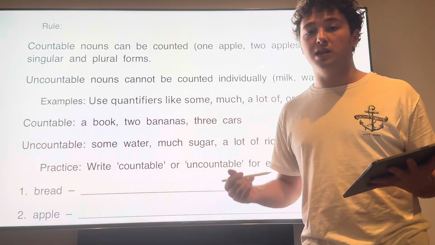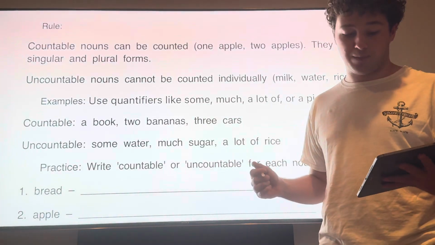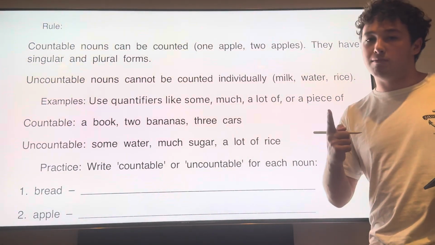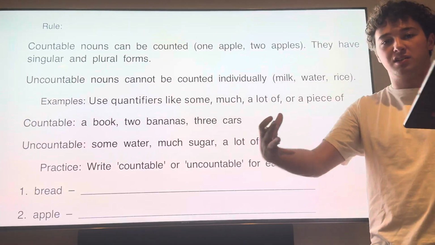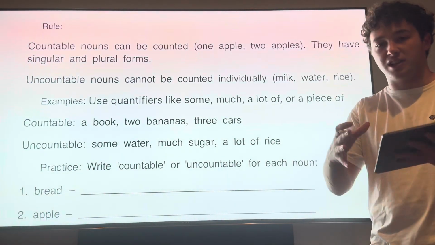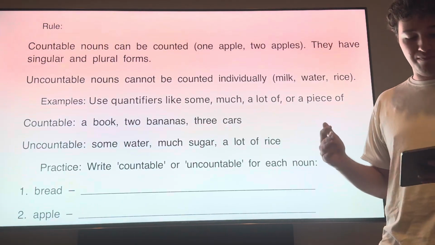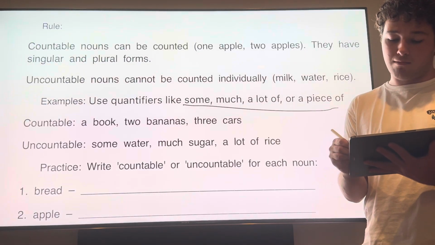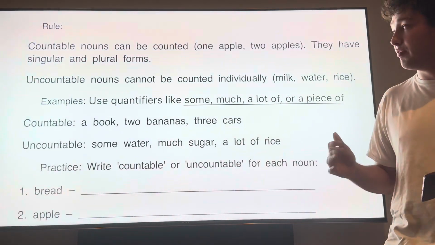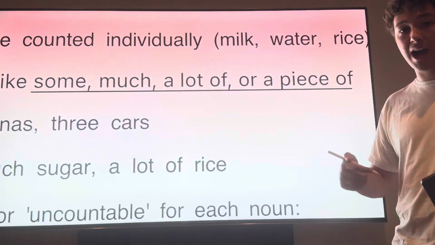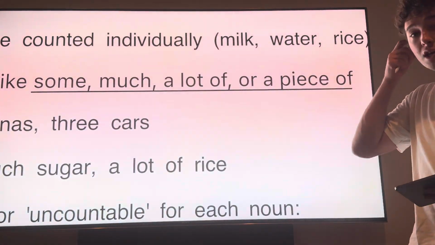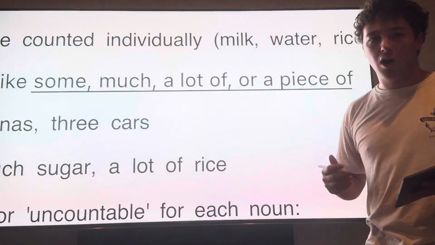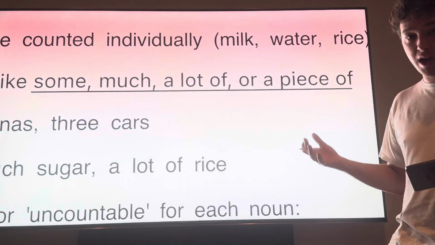Uncountable nouns cannot be counted individually, especially things like milk, water, or rice. You can't say one milk or one water, because it's just an amount, and you can't apply a number to that. Because of that, you have to use quantifiers like some, much, a lot of, or a piece of. These words are how we apply an amount to uncountable nouns. They are just some of the ways we can describe uncountable nouns.